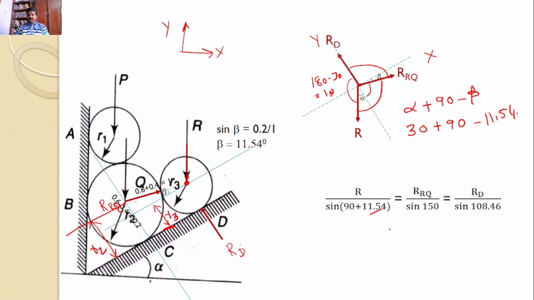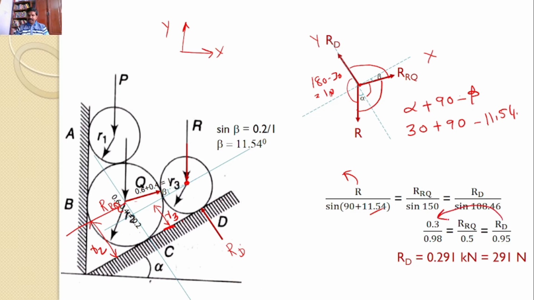Now, substituting the corresponding values, R value is given as 0.3. So 0.3 divided by 0.98 is equal to RQ by 0.5 and RD divided by 0.95. By considering these two expressions, I can find the value of RD, that is 0.291 kilonewtons, or 291 newtons. Similarly, by taking these two expressions, I can find the value of RQ, and that value is 0.153 kilonewtons.